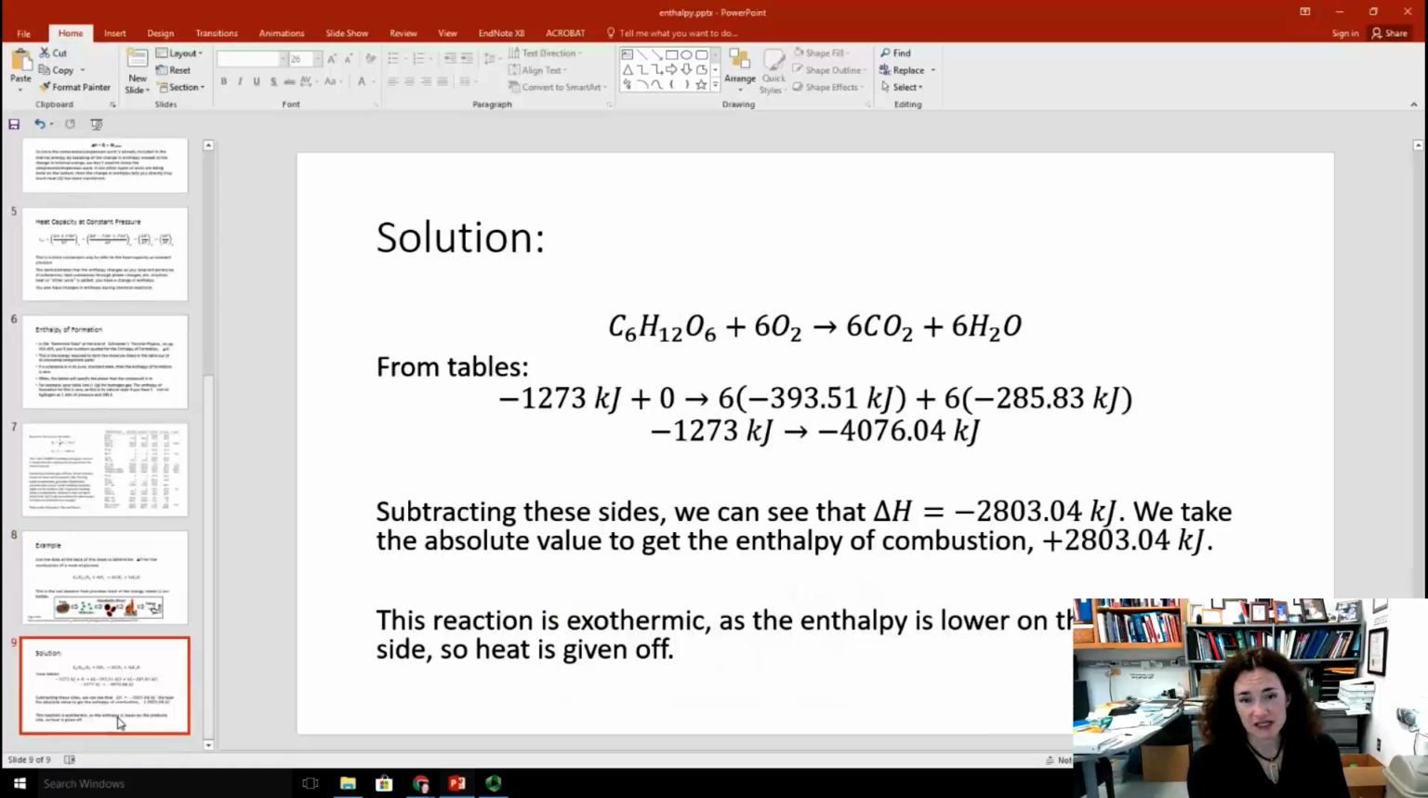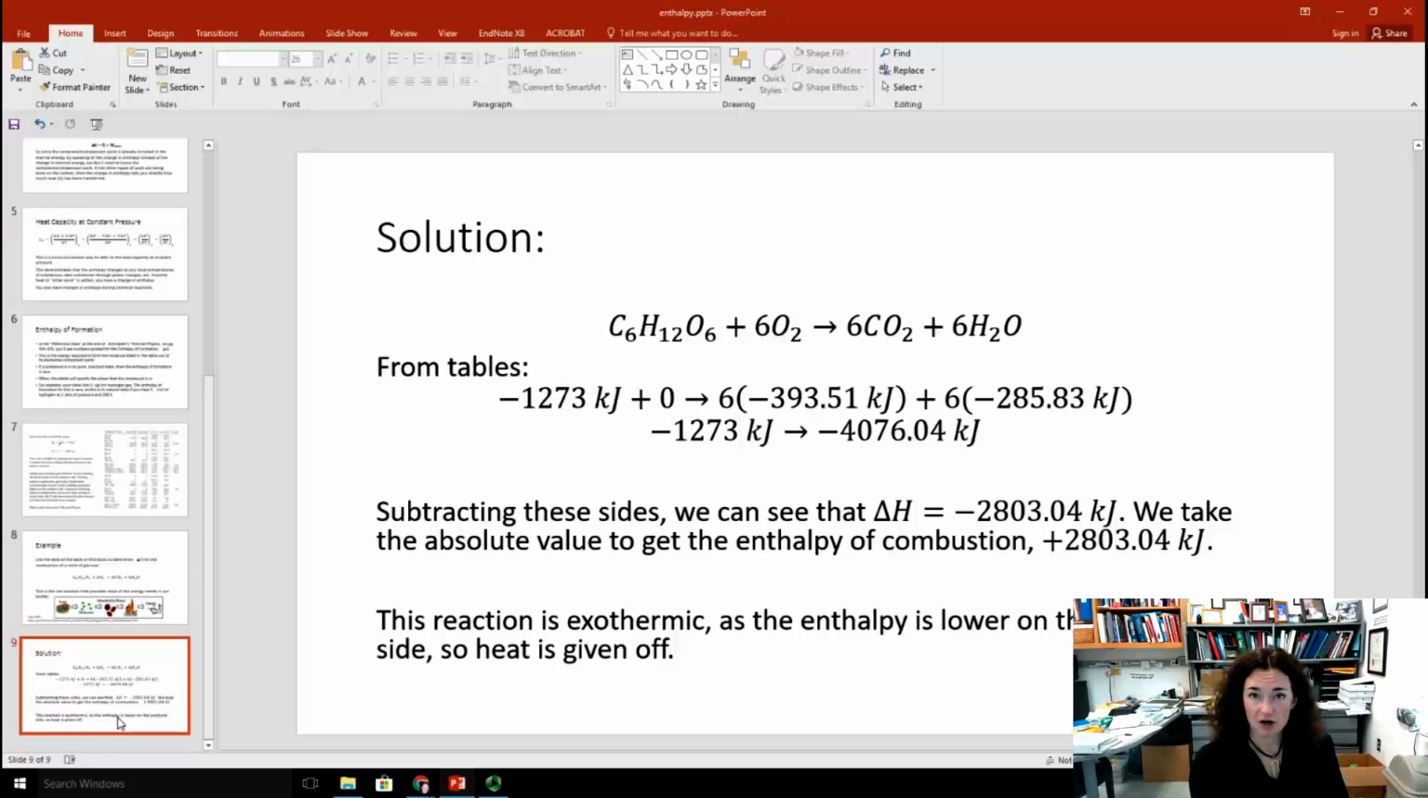If you go to the tables and look up the enthalpies of formation for both the reactants on the left and the products on the right, then for glucose you get negative 1273 kilojoules, but oxygen is already in its pure form, so that's 0. So then on the left-hand side you have negative 1273 plus 0 is equal to negative 1273 kilojoules. Now on the right we have 6 carbon dioxides. So the enthalpy of formation for carbon dioxide is negative 393.51 kilojoules, but there's 6 of them. So you have to multiply that negative 393.51 times 6.